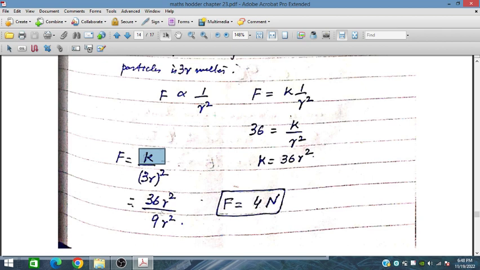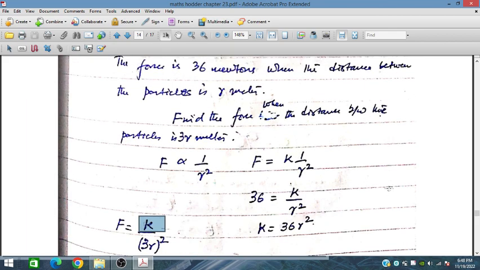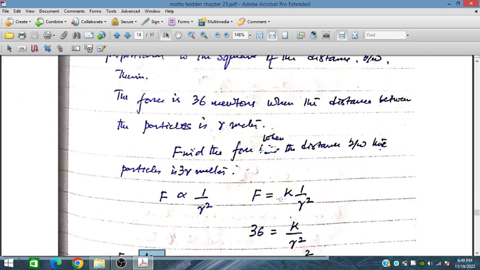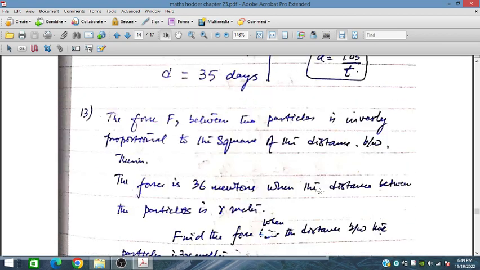So from this the r square will cancel out. So 36 will divide by 9 to get 4 newton. So the force between the particles will be much lower because the distance has increased. So the force decreases from 36 to 4 newton. This is a very important question.